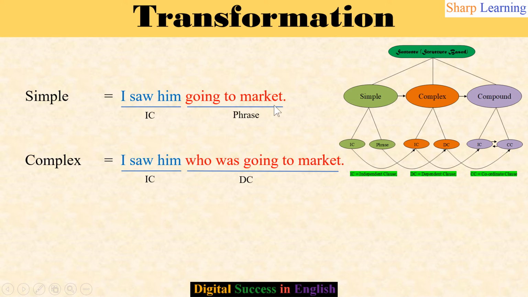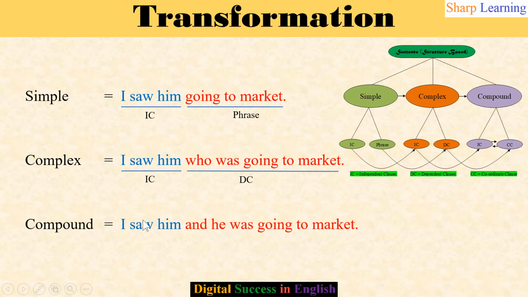In the simple sentence going to market phrase, but in complex sentence who was going to market, it has been DC. Then compound sentence, IC will remain the same and the DC will transfer into CC. We have already transferred. I saw him and he was going to market. Here I saw him remain the same like the previous one, and he was going to market, it has been CC. So phrase, DC, CC, these parts are always changing, and in simple complex compound IC will remain the same.